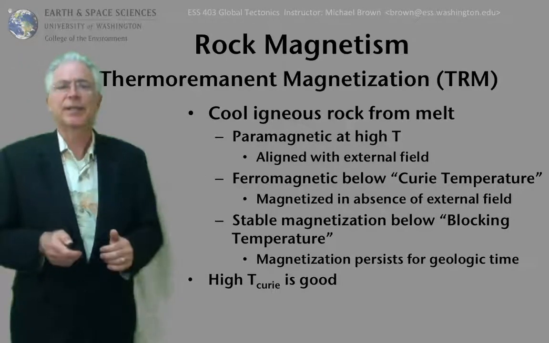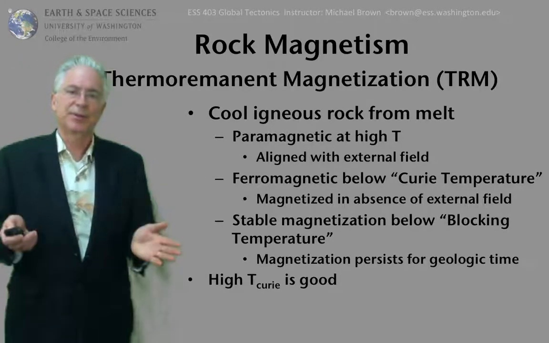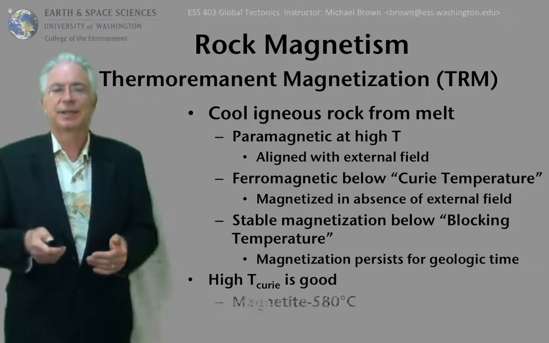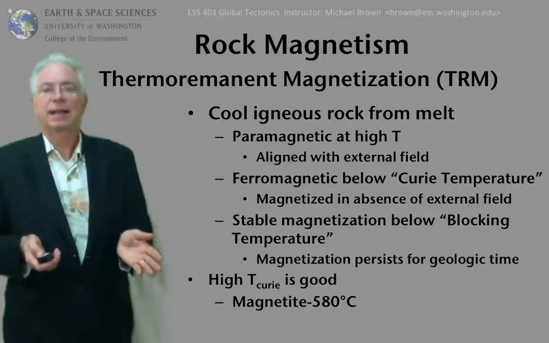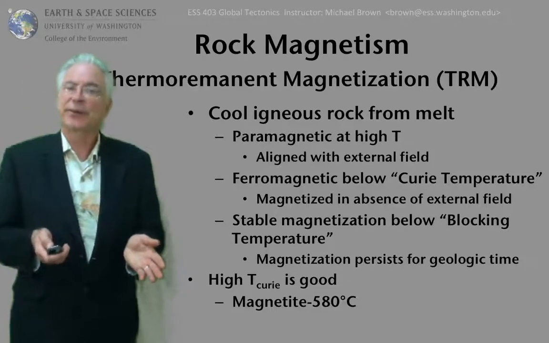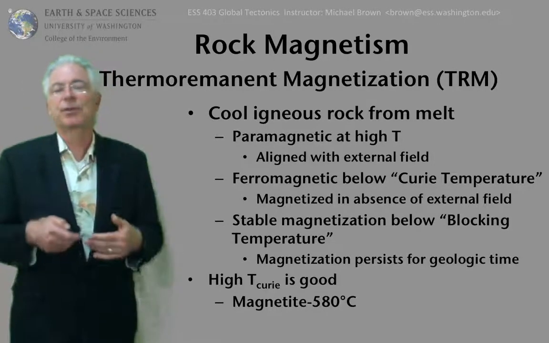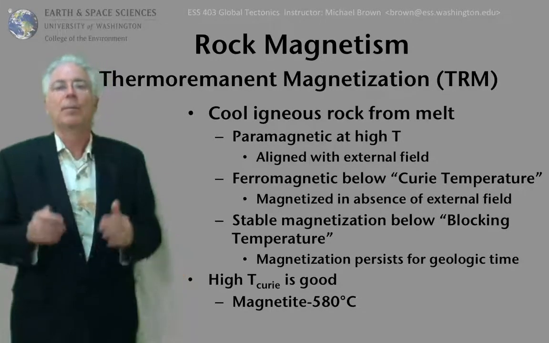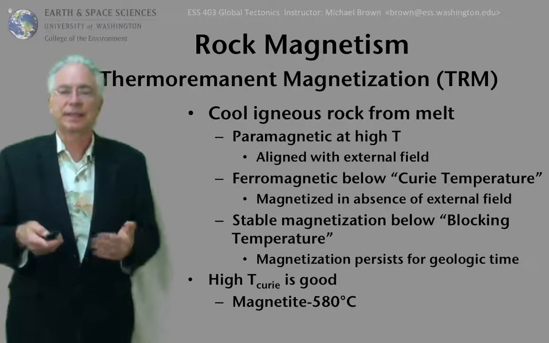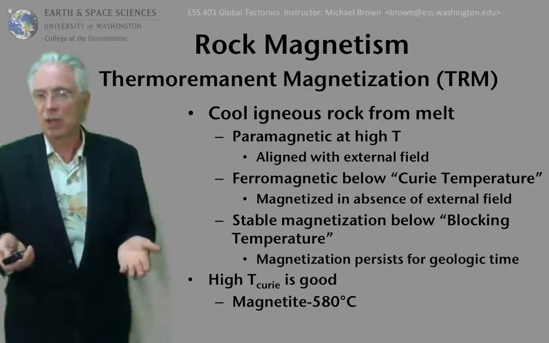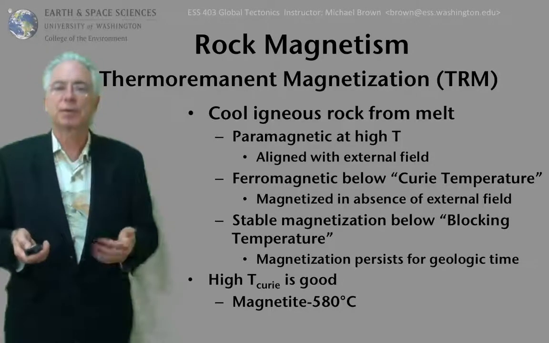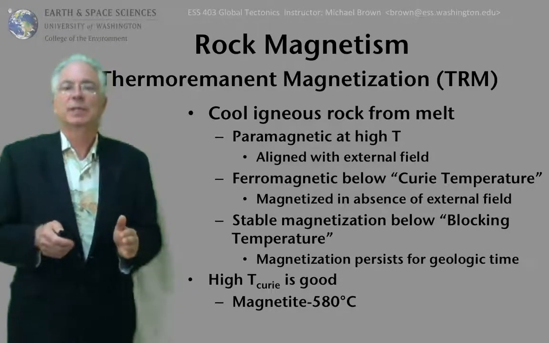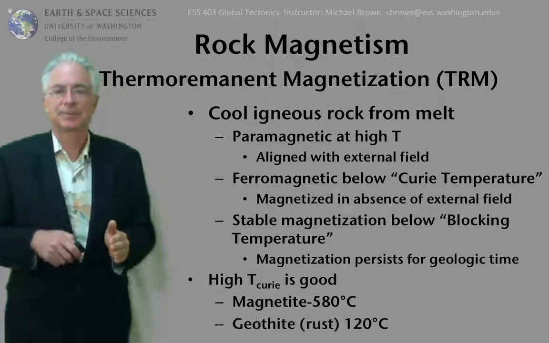Generally, having a high Curie temperature is good. The higher the Curie temperature, the more stable the magnetization is. For example, magnetite has a Curie temperature of 580 degrees centigrade. So ambient conditions of around 20 degrees C are much, much colder than its Curie temperature, and its blocking temperature is a few hundred degrees below its Curie temperature. So magnetite remains stably magnetized for a long time.